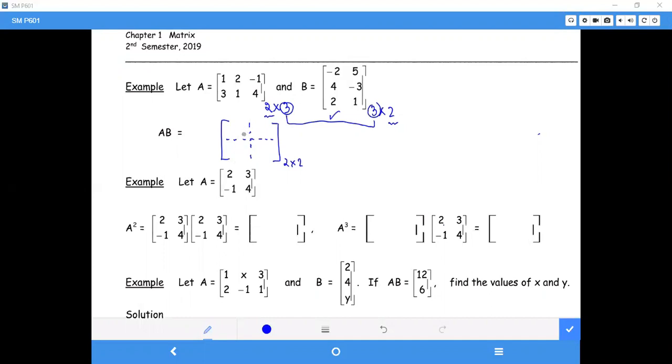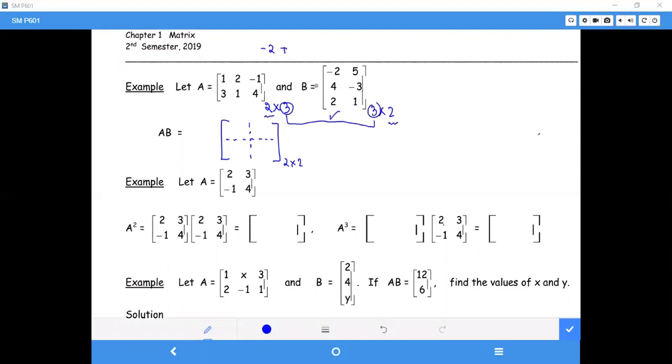So what do I do? I want to find this one. I have to multiply the row number 1 of A with the column number 1 of B. So let's multiply them, position by position. The first one with the first one, I have -2. Let's write it down there. Then the second one with the second one, 2 times 4 is 8.